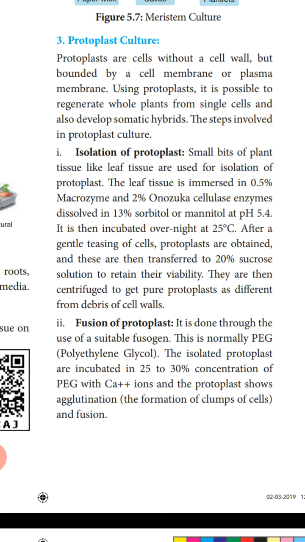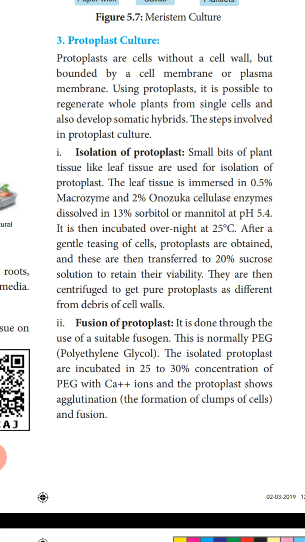So protoplast, we know, is the cell without a cell wall. From this protoplast an entire plant can be raised, or different protoplasts can be fused together to obtain a somatic hybrid, and from that somatic hybrid a new plant can be raised. The steps involved in protoplast culture: as we know, plant cells are surrounded by the cell wall. So for getting protoplasts, we have a method called isolation of protoplast, that is, separating the protoplast from the cell wall, or removing the cell wall from the protoplast.